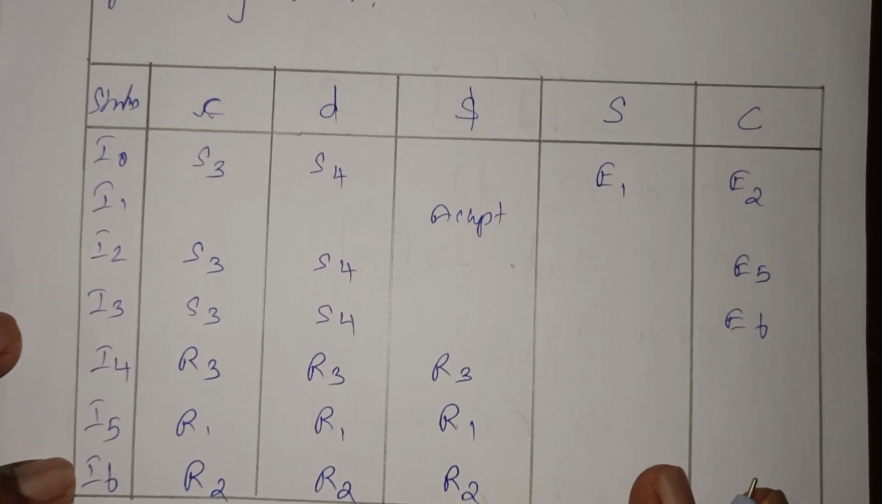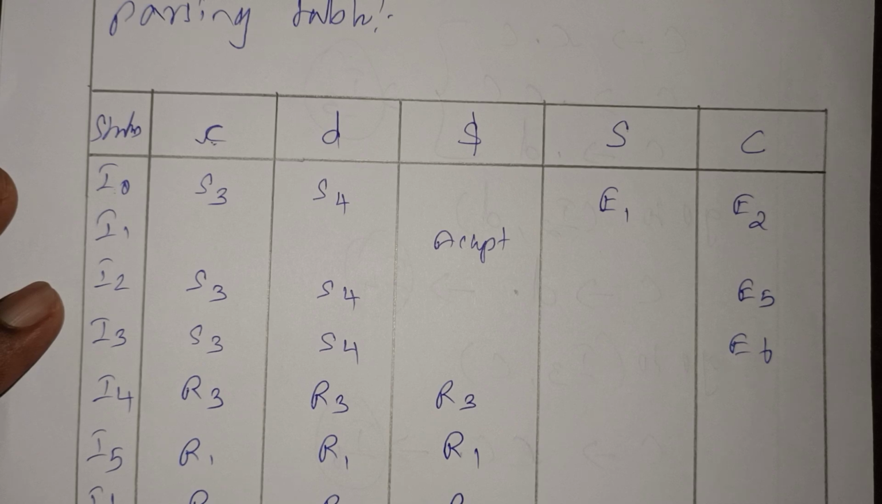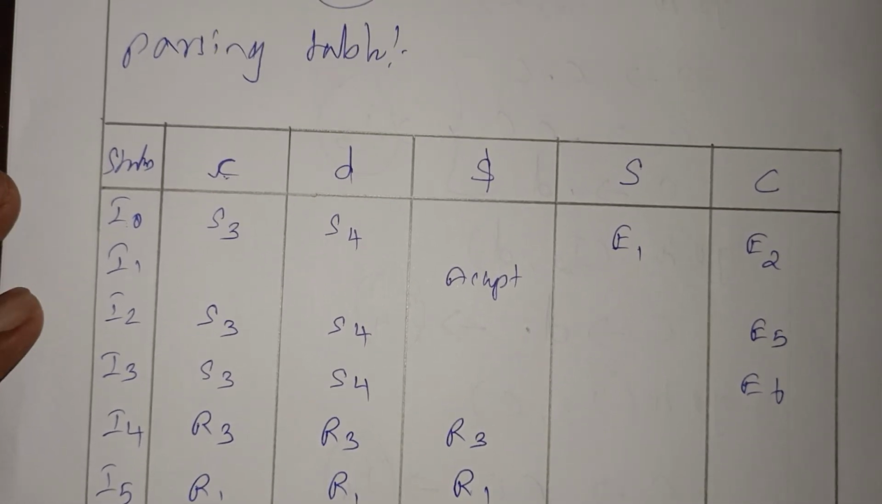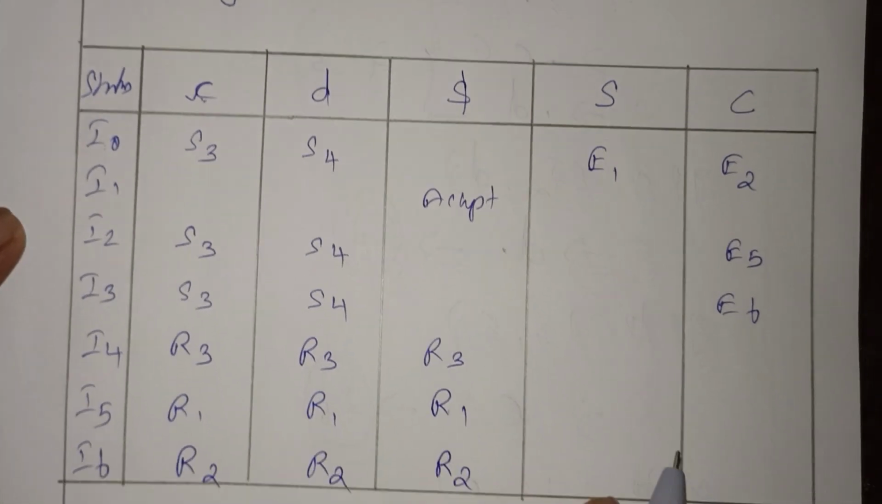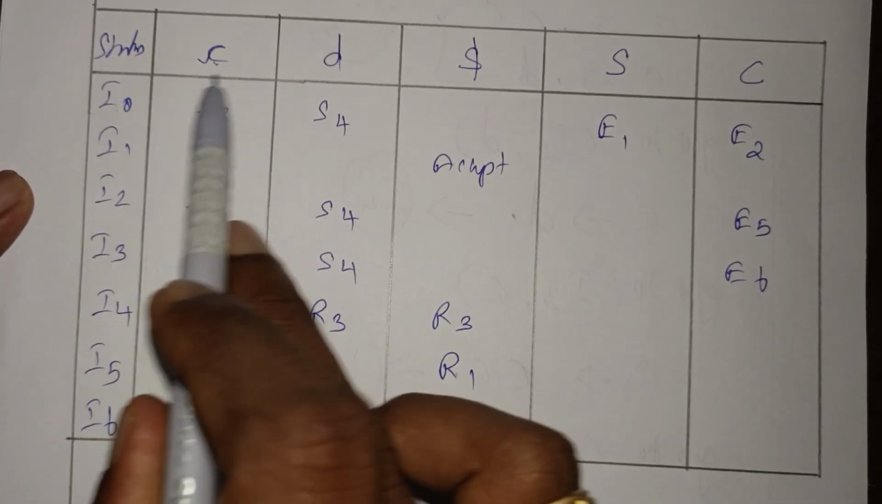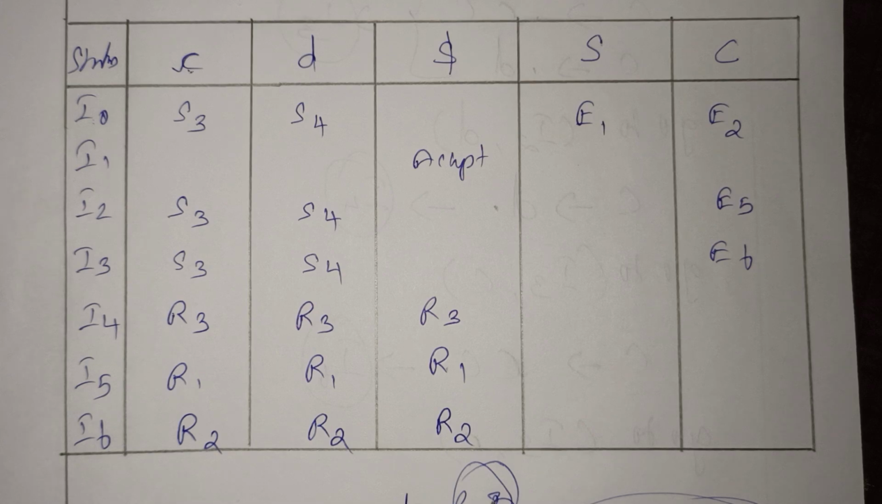Now using all these productions, we are going to construct a parsing input string, right? So this is the parse table we have constructed. This parse table is going to be the heart of your step number 4.